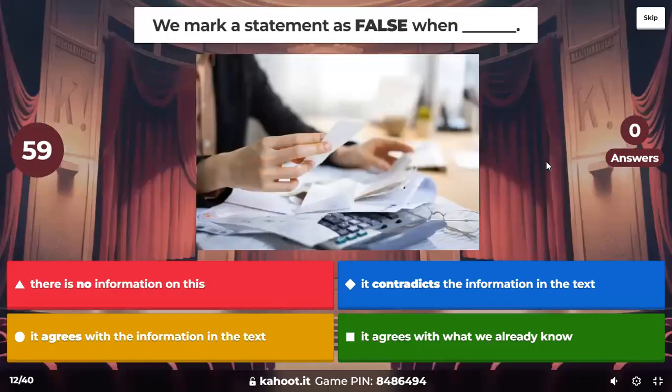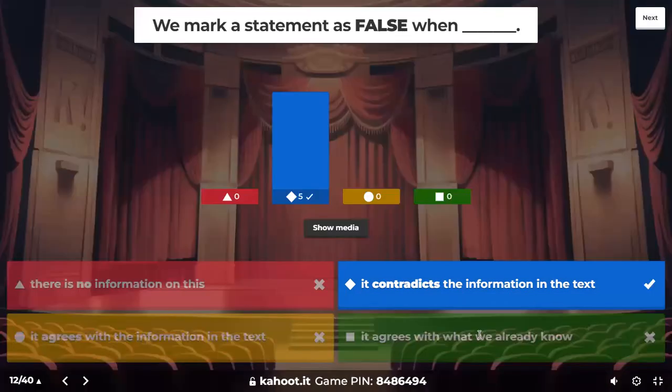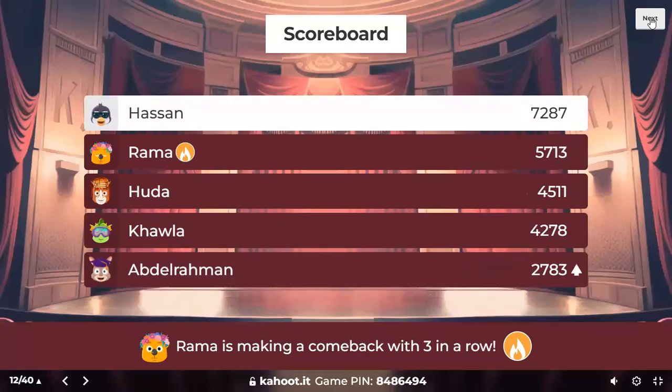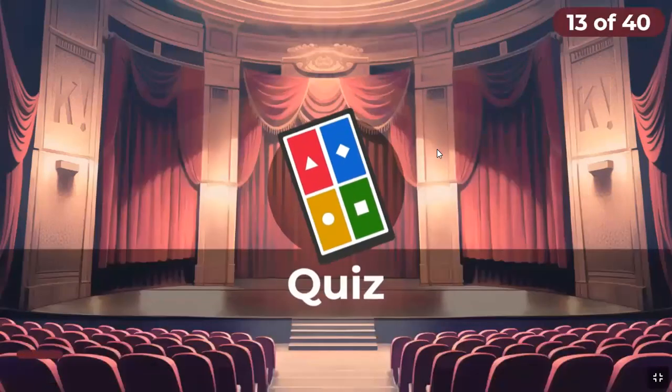Now we mark a statement as false when there is no information on this, it contradicts, now we have something which is the opposite of the information, or it agrees with the same information, or it agrees with what we already know. Now, if it contradicts, so it is false. Okay, great. Now everyone has answered correctly, and now I can see that Abdurrahman has gone up. This is good. We move on.